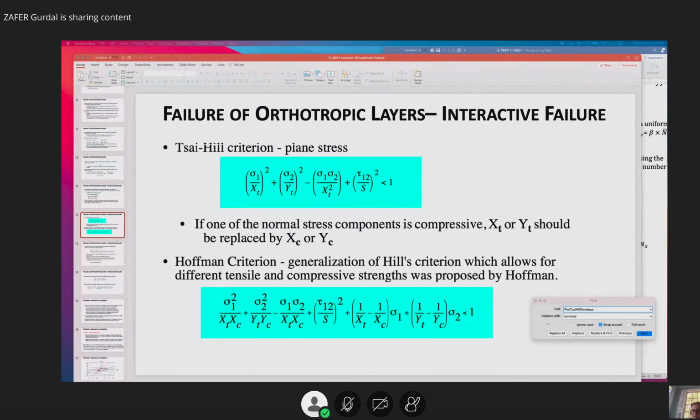When you say every layer, the answer is yes, but every distinct orientation layer. If you have 20 plies in there, there is absolutely no need to check all 20 plies. You just check the zeros and the 60s and the minus 60. There is no variation through the thickness. That's why I actually lumped all the layers together.